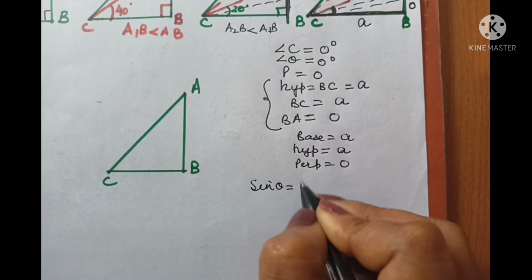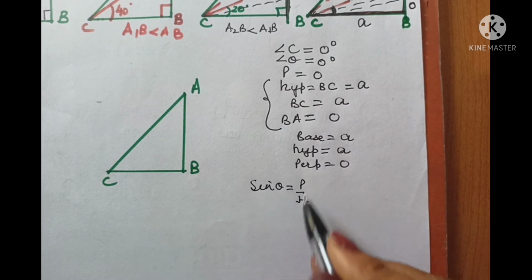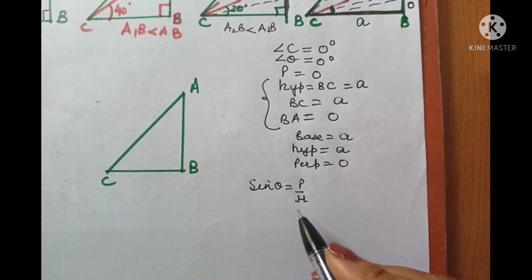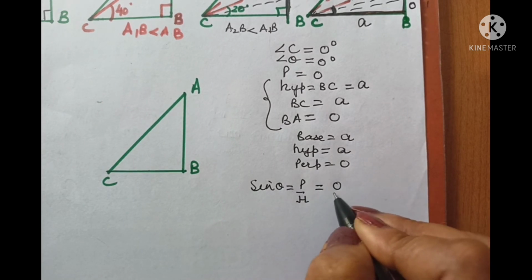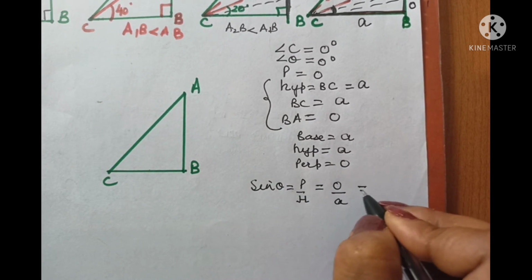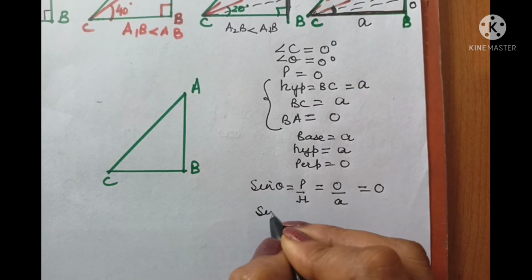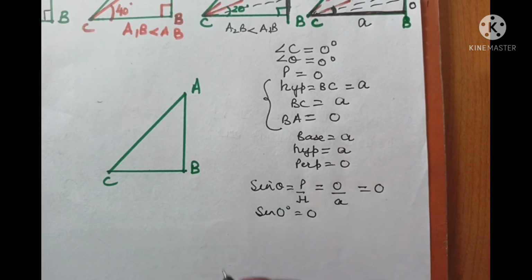We know that sine theta is perpendicular upon hypotenuse. There is a short poem for this which is available on the channel. You can go and watch it. So now our perpendicular is 0 and hypotenuse is A. So clearly the value of sine 0 degree is 0.